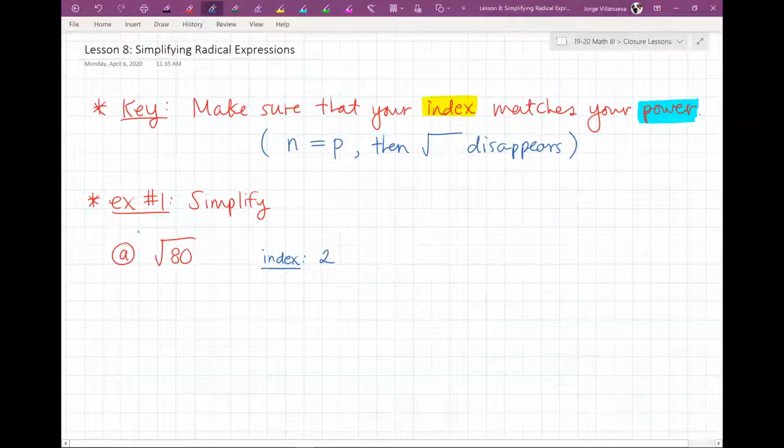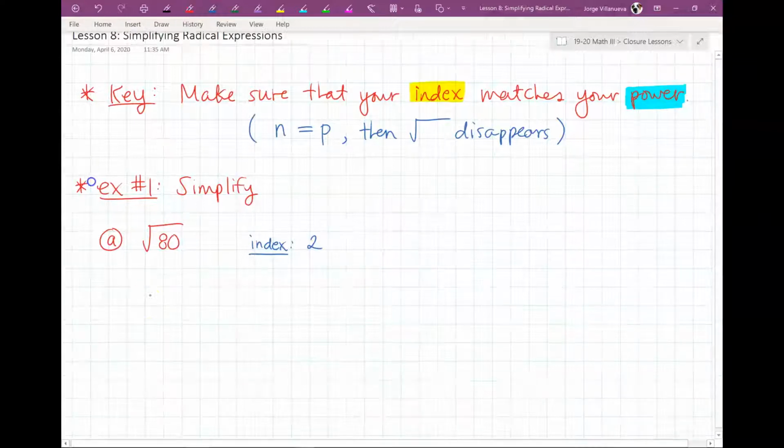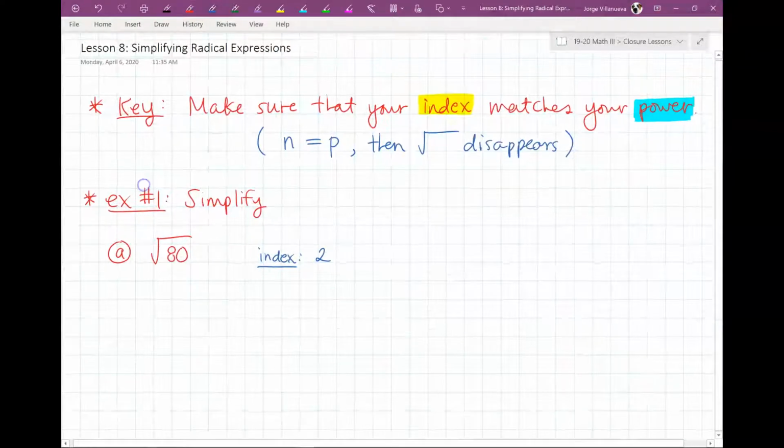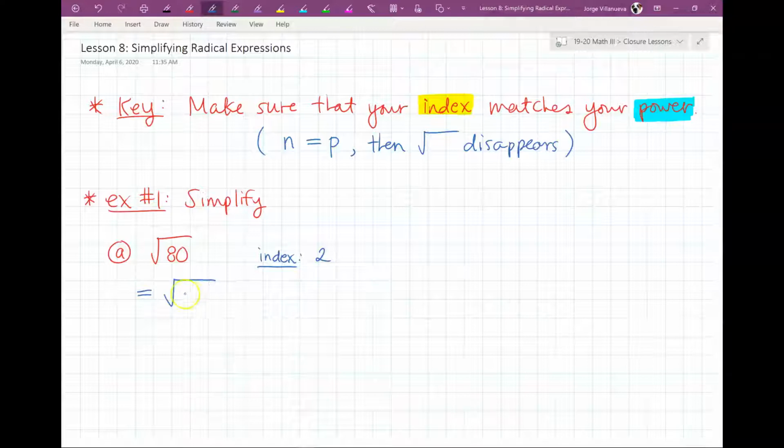That means that everything I need to do inside of that radical needs to have a power of 2, a square root, right? So in doing that, let me go ahead and break this down. I know that 80 is, what would that be? 16 times 5. 80 is 16 times 5. It's also 2 times 40. It's 4 times 10. But I always try to find a nice number that has a nice square root.